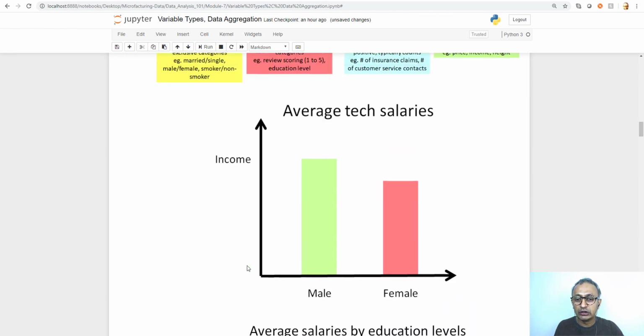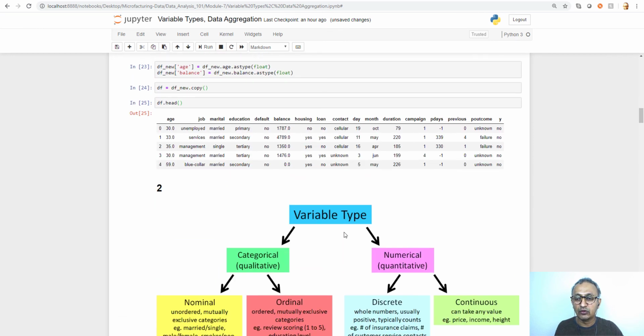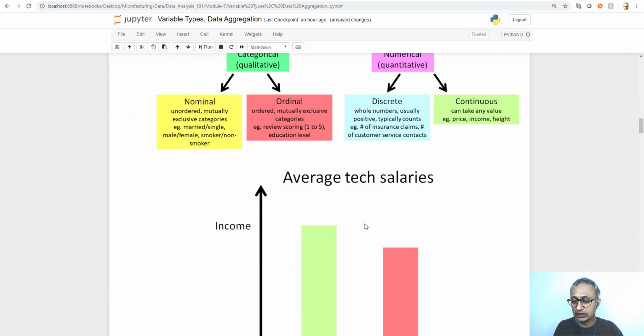So that's a bit on the types of variables you will typically encounter with a lot of the data analysis work you're going to do in your work, in your life, wherever you are.